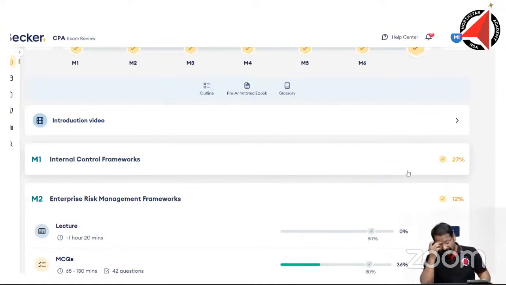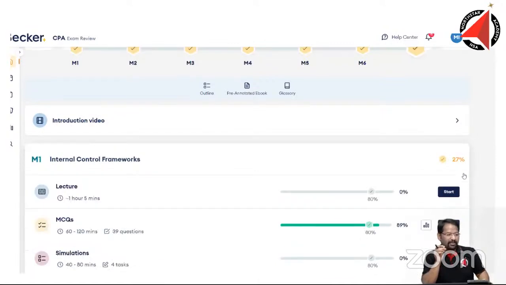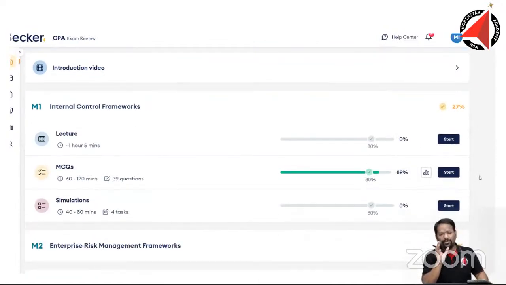All right, let me take you through the entire subject. Like I said, I'm going to mix a practical and a theory subject for you so that it remains simple and interesting for you. So internal control framework, keep writing it down in case you want to write. This is a pure theoretical subject.